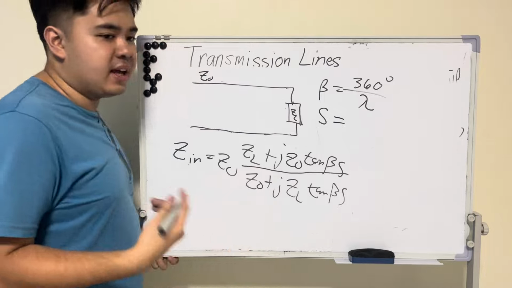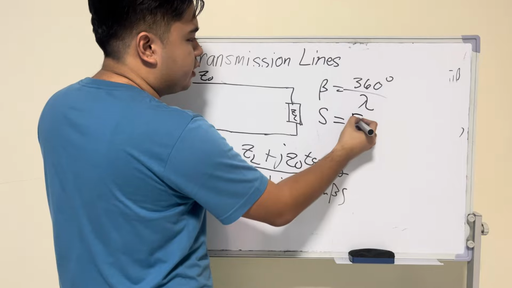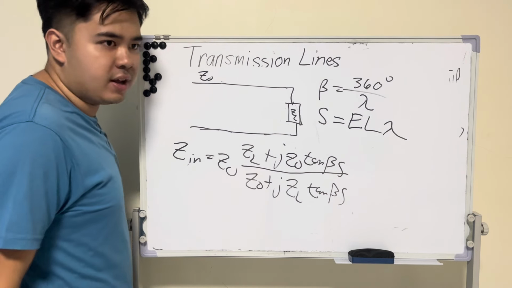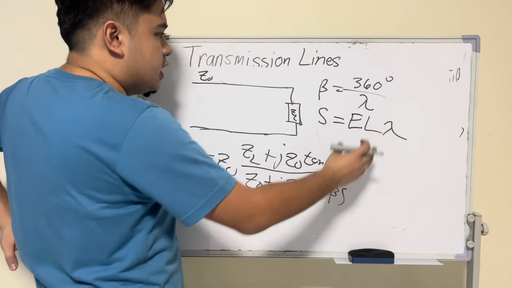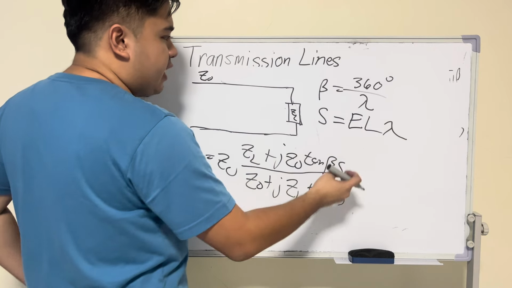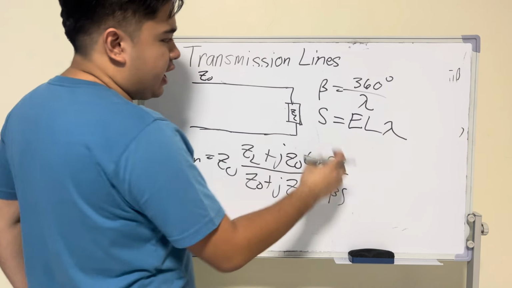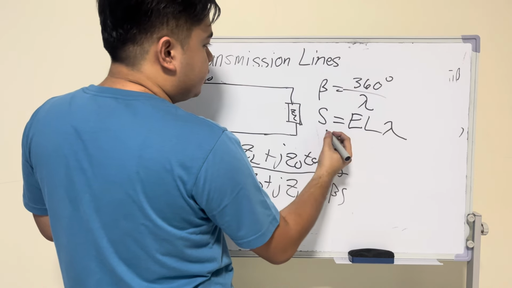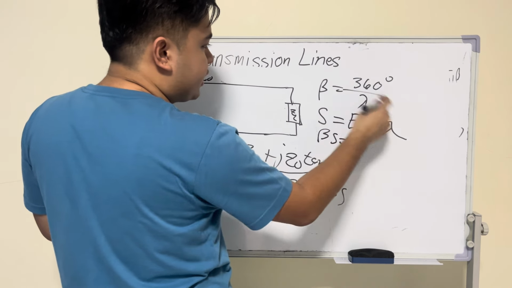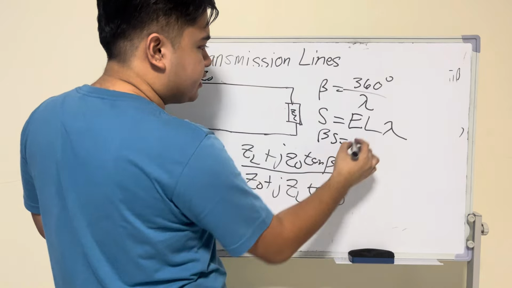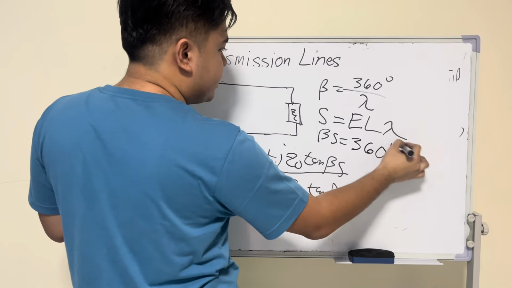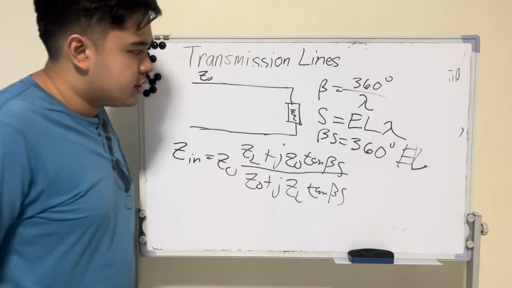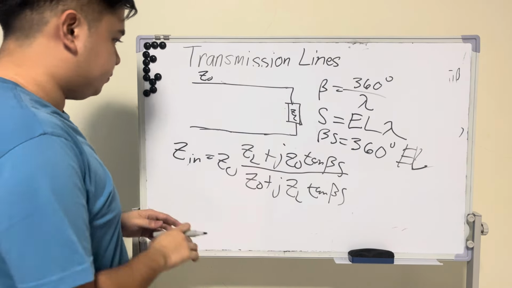Sometimes we use electrical length, or the amount of wavelengths a certain distance has. Then we multiply it by the wavelength. Okay, so this essentially means how many wavelengths does this distance have? And if we multiply beta and S together, we can notice that we can cancel out the lambdas in order to get 360 degrees times electrical length. And that's it. So that's beta S.